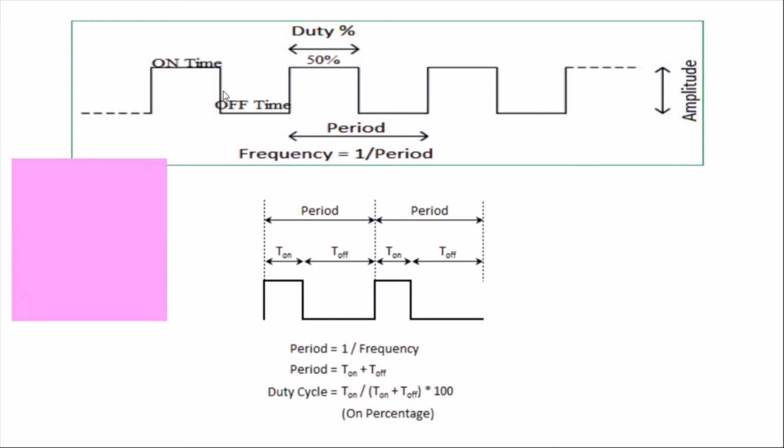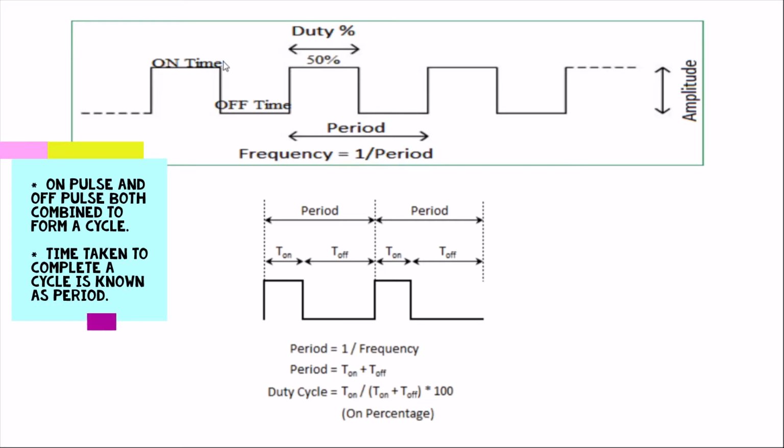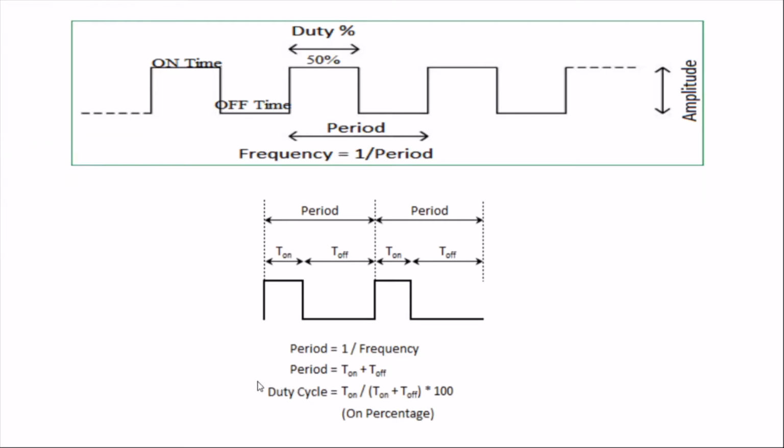Now just take a look over here. You can see an on pulse followed by an off pulse, right? Both combine to form a cycle. The time taken to complete this cycle is known as the period. The second important term is the duty cycle, which is nothing but the percentage of on pulse in a given period.